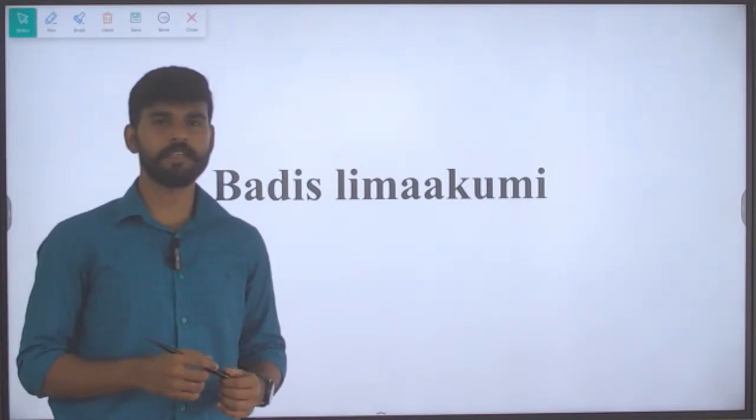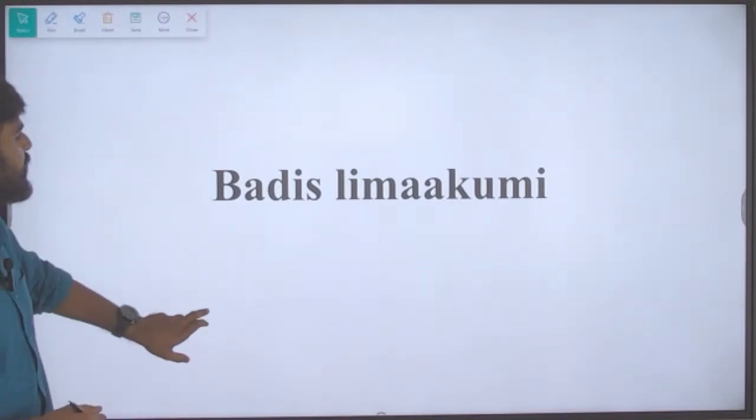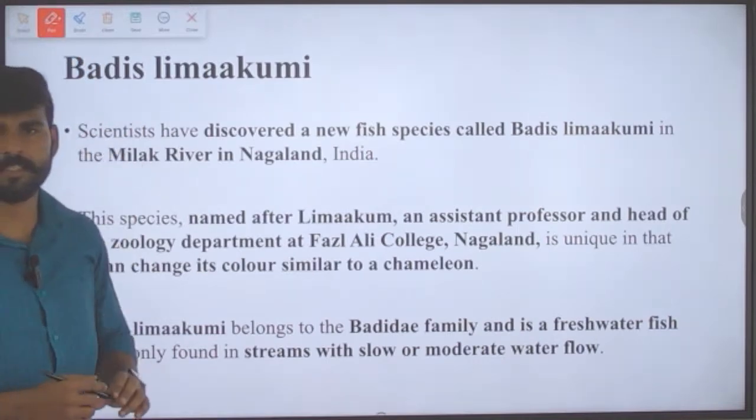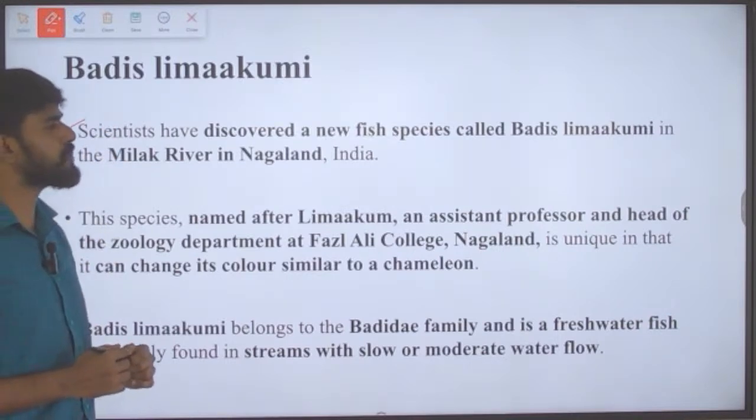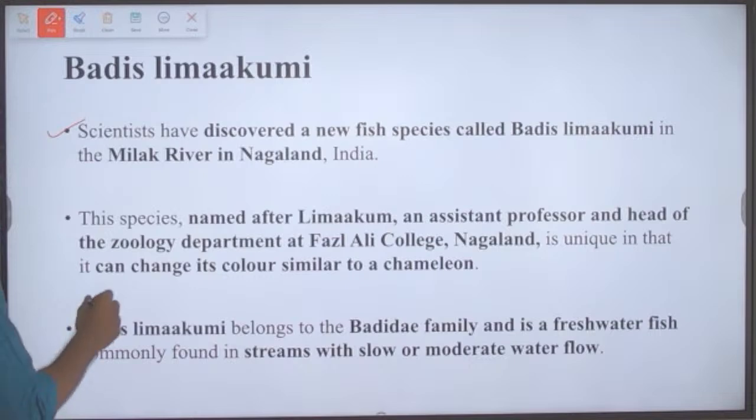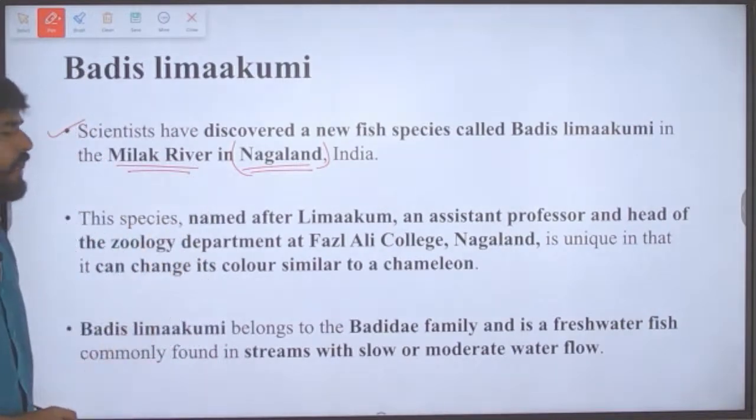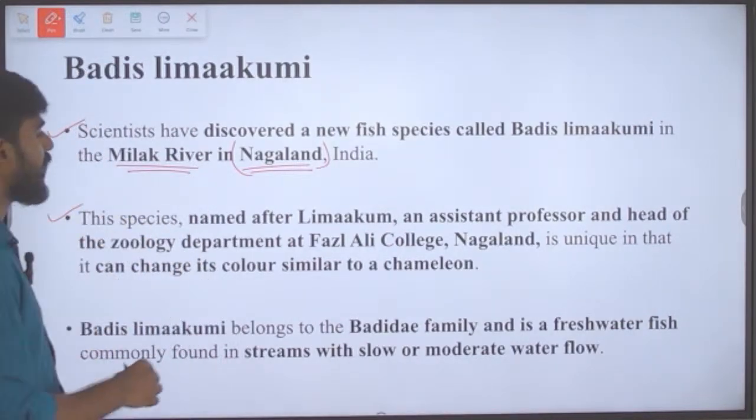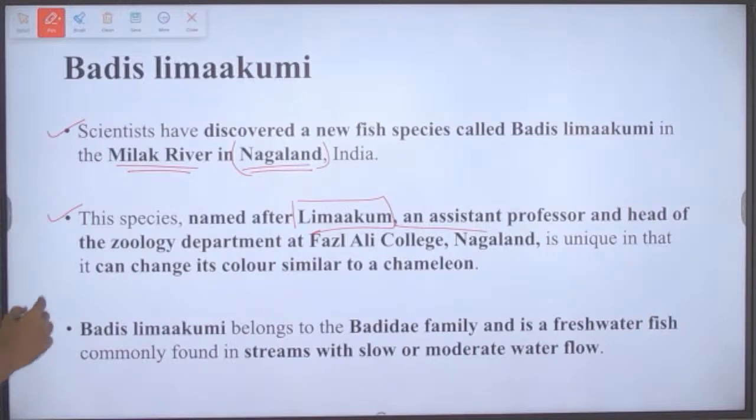The topic that we are going to discuss now is Badis limaakumi. What is this Badis limaakumi? It is actually a fish species, a newly discovered fish species. Where have they discovered it? Scientists have discovered a new fish species called Badis limaakumi in the Milak River in Nagaland. This species is named after Limaakum. Who is this Limaakum? Limaakum is an assistant professor and head of the zoology department at Fazl Ali College in Nagaland, and this species is unique because it can change its color similar to a chameleon.